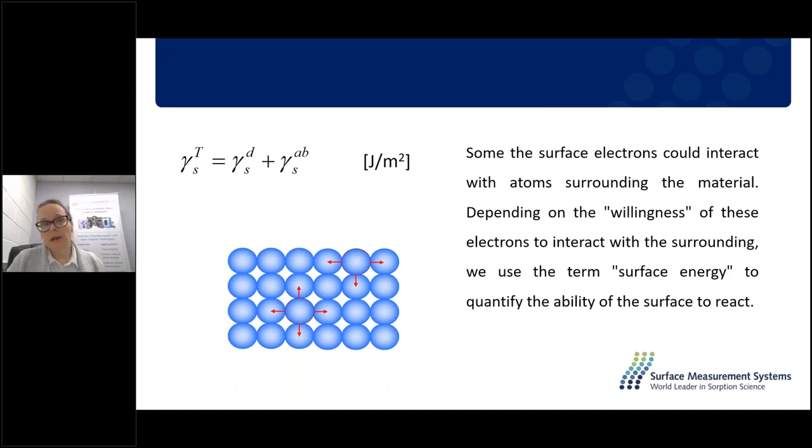The electron's reactivity affects the performance. Surface energy, the symbol is the same as the surface tension, gamma, and as Johanna mentioned also, it has different components, dispersive and specific. And the specific can also be divided into two components, the acid and the base, so the Lewis acid and base component.